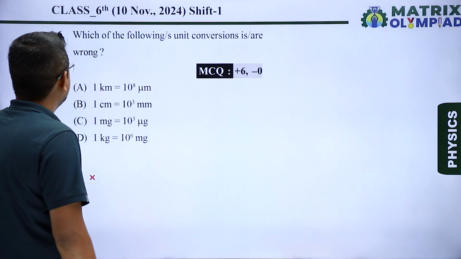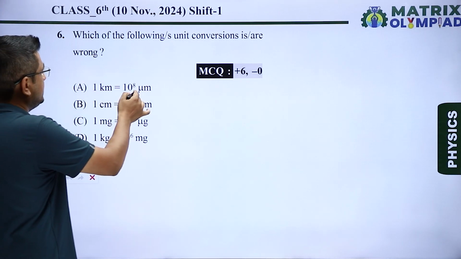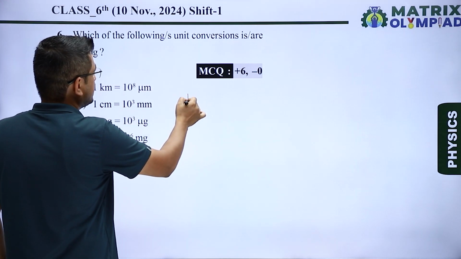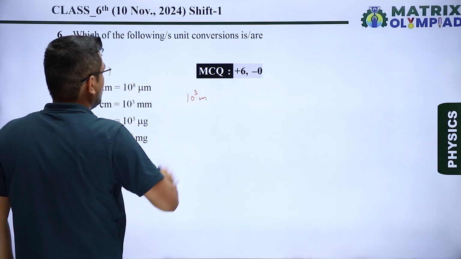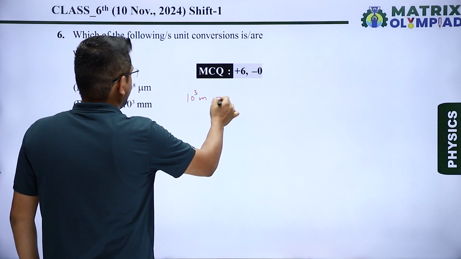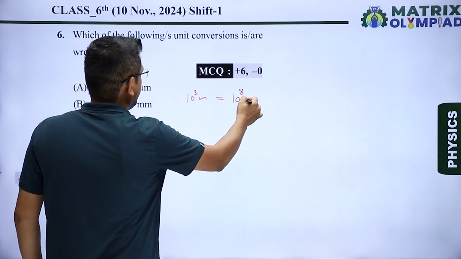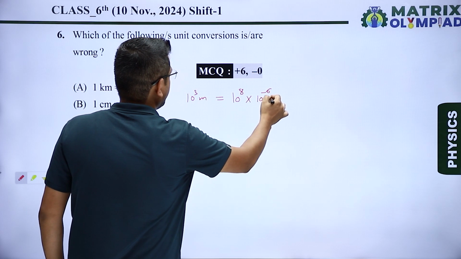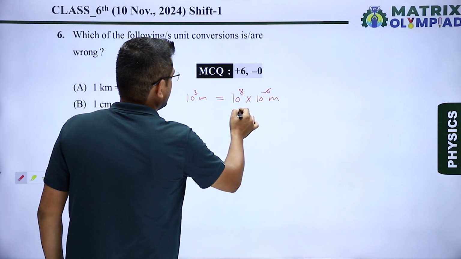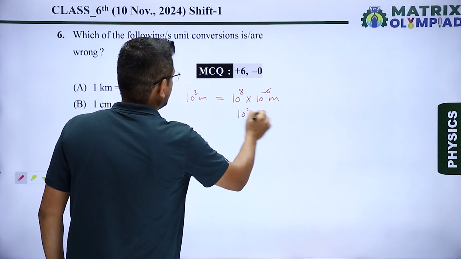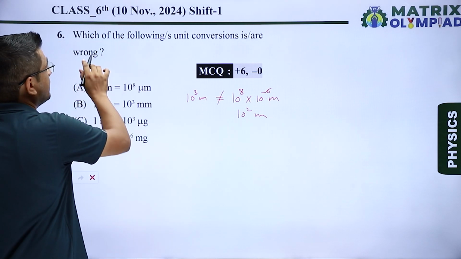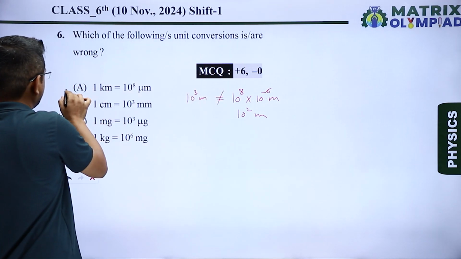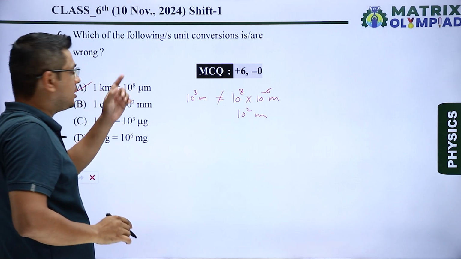Okay. So option A, 1 kilometer equal to 10 to the power 8 micrometer. Let us check. 1 kilometer means 10 to the power 3 meters. And 10 to the power 8 multiplied by 10 to the power minus 6 for micro meter, which is equal to 10 to the power 2 meter. So this is not correct. So we have to check which of the following unit conversions are wrong. So this is a correct answer because this is a wrong conversion.